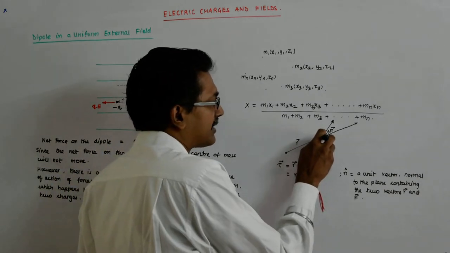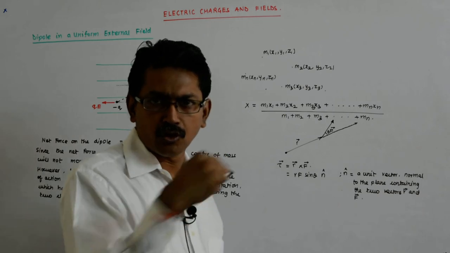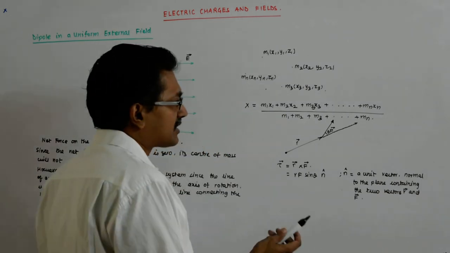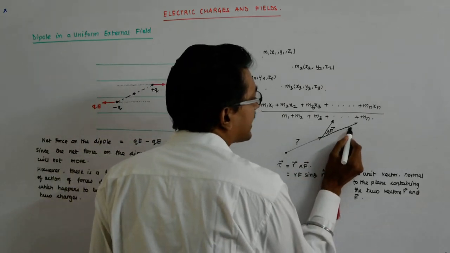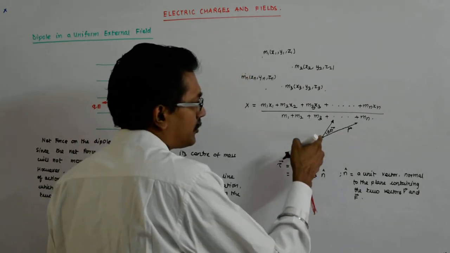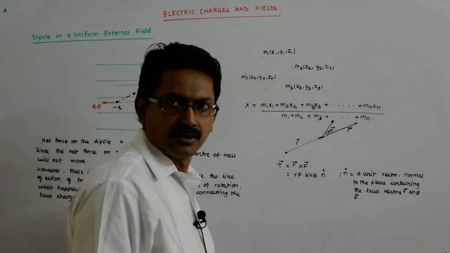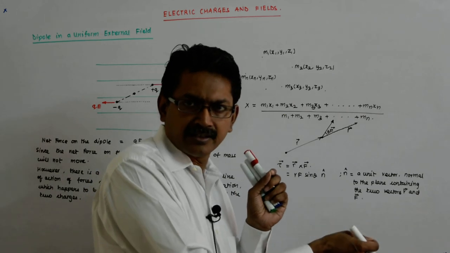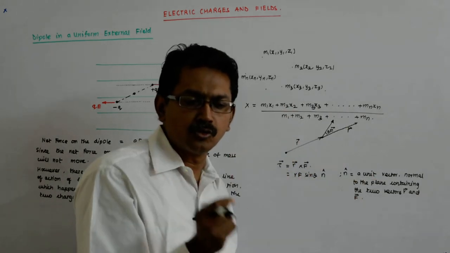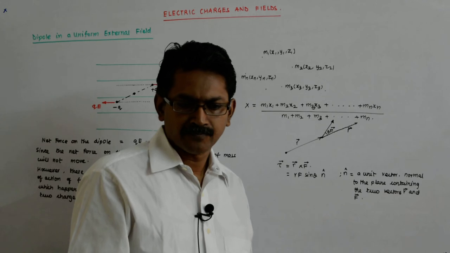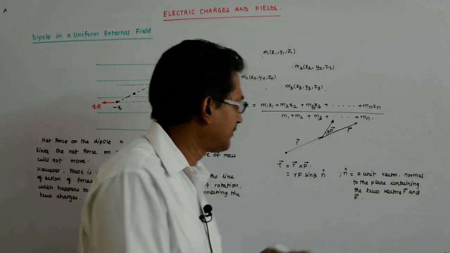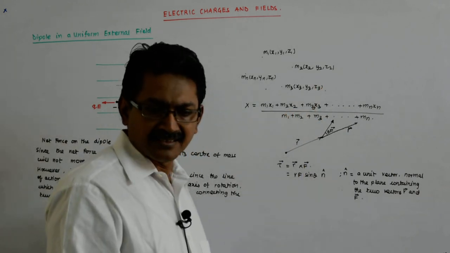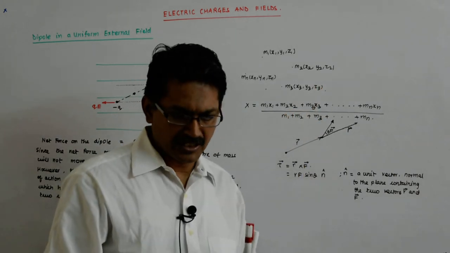So the normal is either pointing towards you or pointing into the board, right? How do you get which one is what? You keep the tail fixed and try to rotate the first vector onto the second vector through the smaller angle. So how will I go? Like that. That is an anti-clockwise rotation.